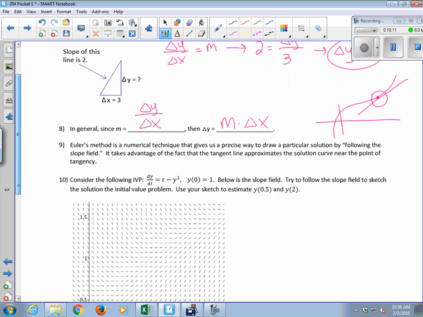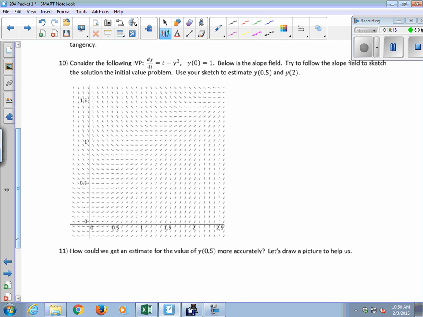Okay, so let's do an example here. We've got an initial value problem. dy/dt is t minus y squared. Again, this is a good candidate for Euler's method, a numerical technique, because we can't solve that analytically. And our initial value is y of 0 equals 1. Okay, so I've got the slope field created for you. We're going to try to just follow the slope field to sketch the solution to the initial value problem.